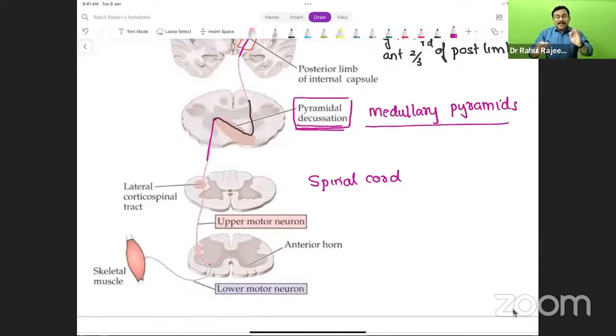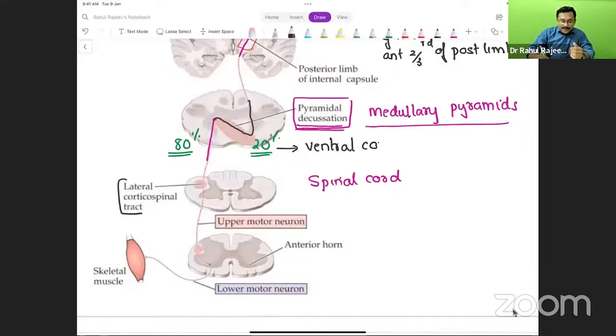Okay. So does 100% of the corticospinal tract cross at the medulla? No. 80% will cross to the opposite side. At the same time, 20% of these fibers will not cross and will go through the same side of the medulla and spinal cord. So the 80% that crosses is known as the lateral corticospinal tract. And the 20% that does not cross is known as the ventral corticospinal tract.